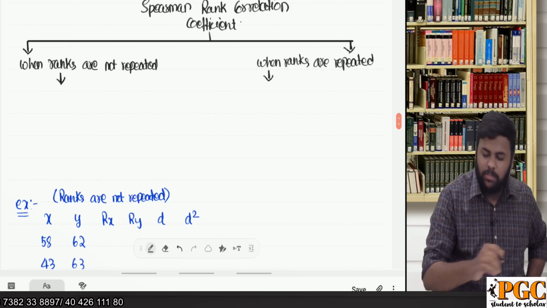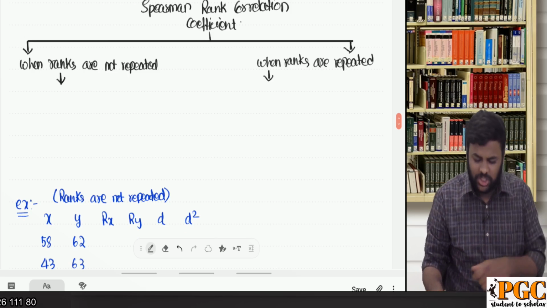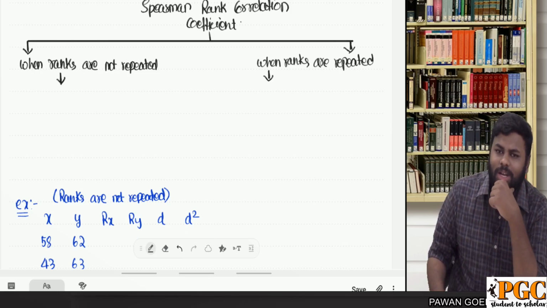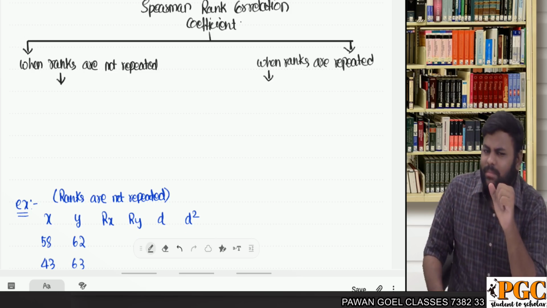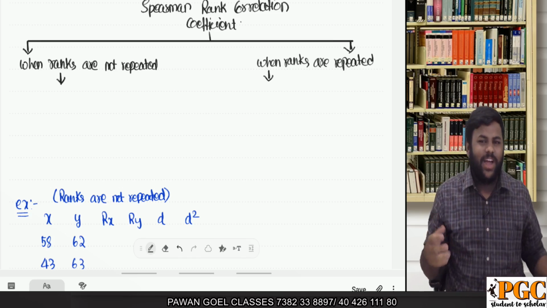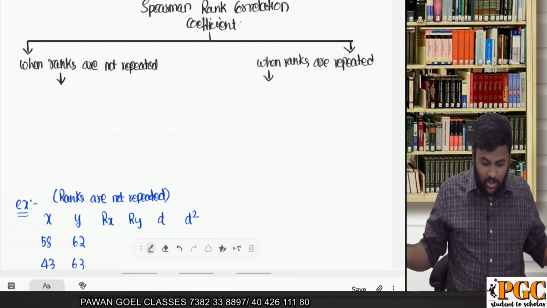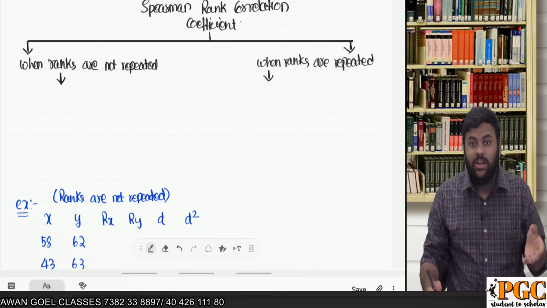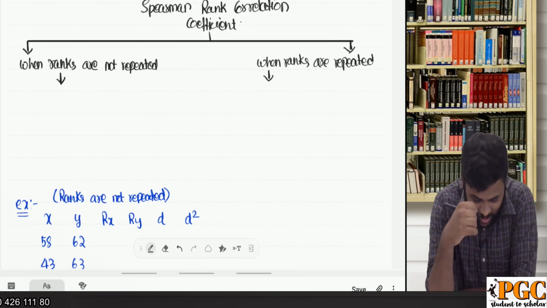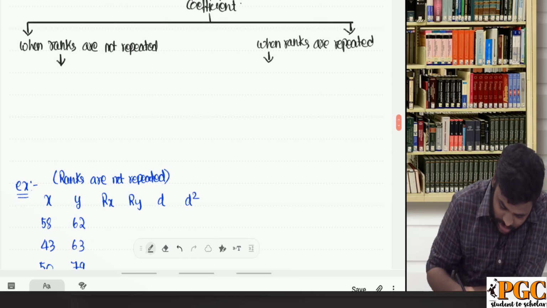Now, Spearman rank correlation coefficient. My dear friends, this method is used for qualitative data. Believe me, this person developed this method when he was attending a fashion show. I don't know what interest he found when attending a fashion show, but he developed such methods. Okay.